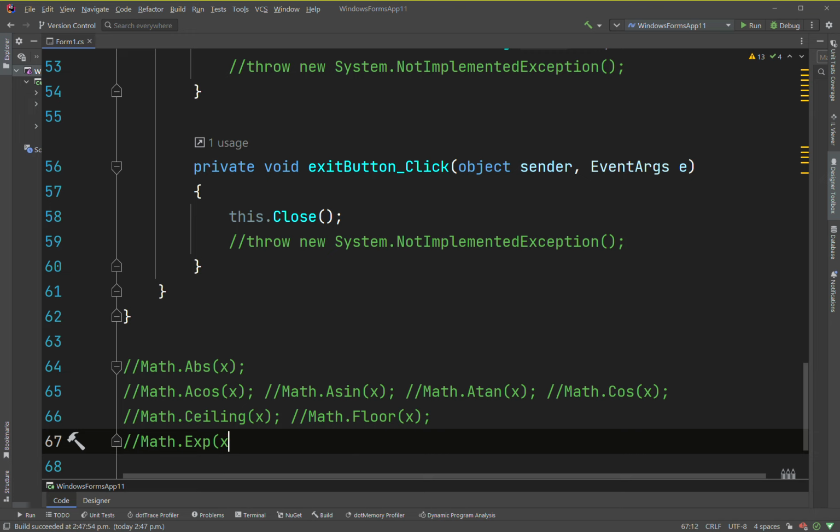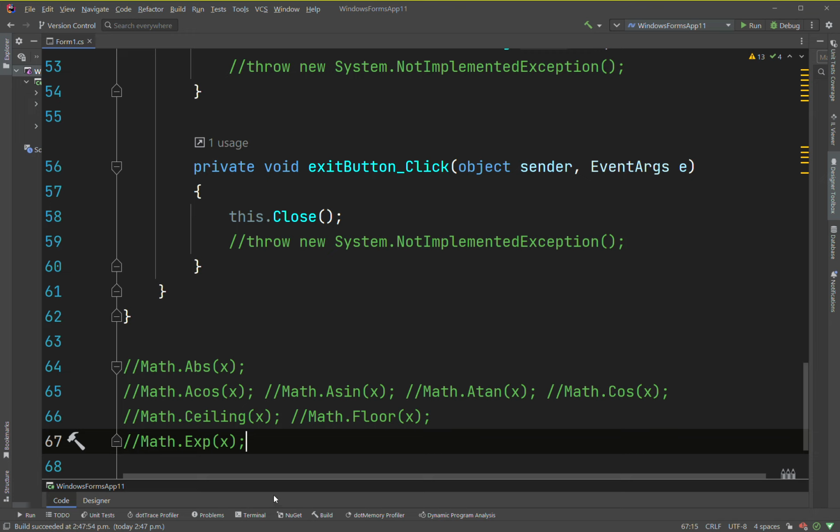Exp takes parameter x. So what is exp? It returns e, the exponential, e to the power of x. It just says exp. I think that's something to do with scientific notation. I'm not exactly 100% sure. It's either exponential or scientific notation. So returns e to the power of x. The argument x is a double, and the value that is returned is a double. So you can always check those out on the Microsoft docs.